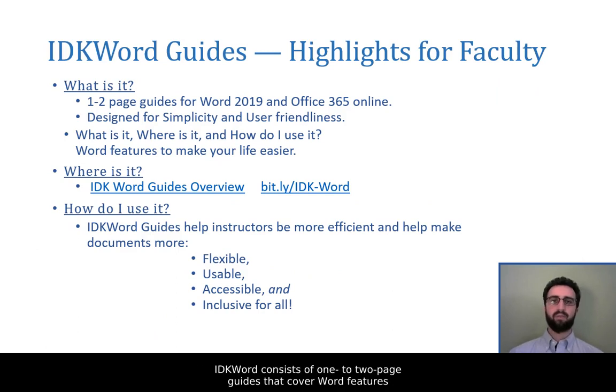IDK Word consists of 1 to 2 page guides that cover Word features to help you be more efficient and inclusive. Structured into 3 questions: what is it, where is it, and how do I use it? Each guide prioritizes simplicity and user-friendliness. Compatibility with both the Word 2019 desktop app and Office 365 Online are included. We will cover features that can help instructors make their documents flexible, usable, accessible, and inclusive for all.